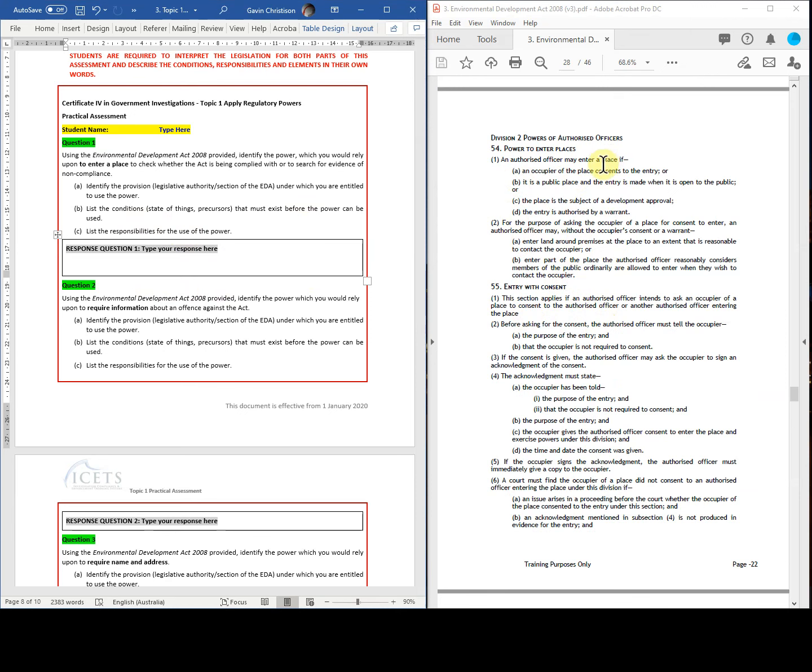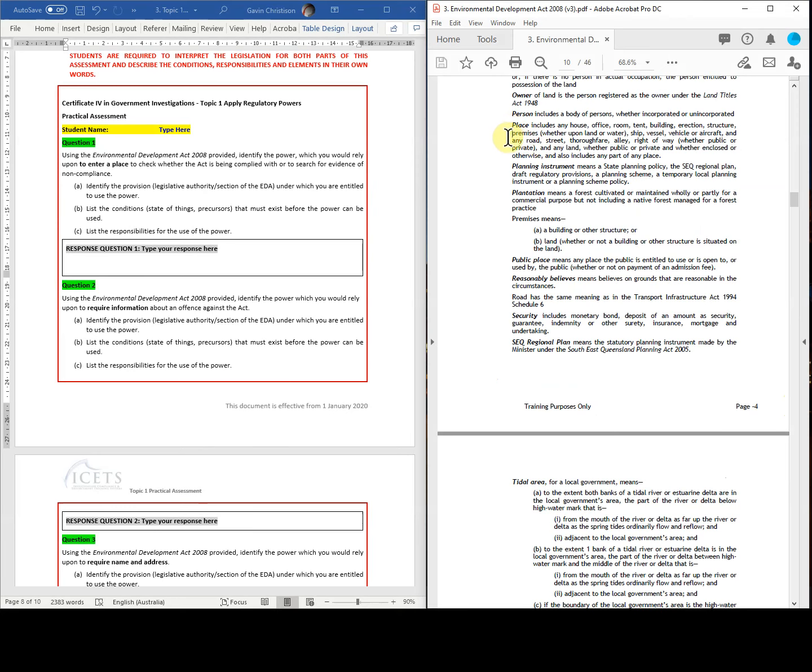Another condition that we need to make sure that we comply with is that the entry we're making is entry to a place by definition. So we need to be aware that if there is a definition of a place within the legislation, we are complying or entering a place by definition under the Act. If we don't enter a place by definition under the Act, then we've misused the power. Have a look in the definitions of the Act. There's a definition for a place outlined. So we need to make sure that where we're entering is under that definition.